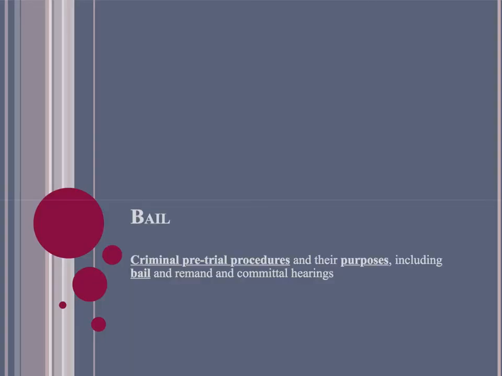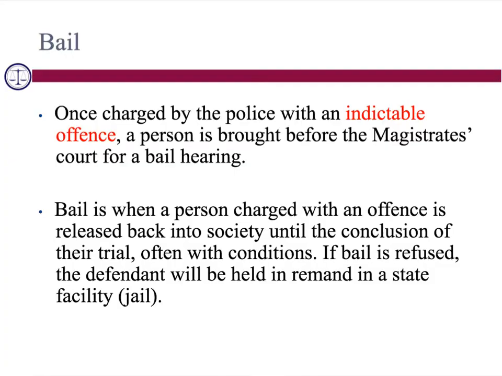The first pretrial procedure we're going to look at in detail is bail. Once charged by the police with an indictable offence, a person is brought before the magistrate's court for a bail hearing. Bail is when a person charged with an offence is released back into society until the conclusion of their trial, and it usually has conditions. If bail is refused, the defendant will be held in remand in a state facility, or in other words, they'll be kept in jail.